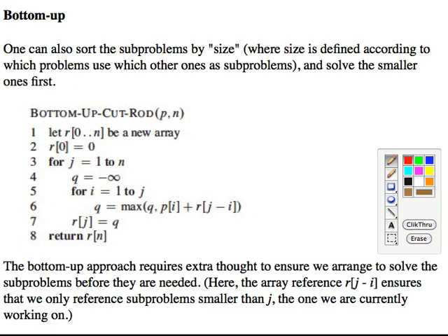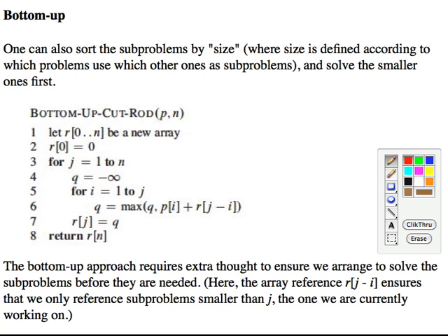So here's an example of the bottom-up strategy with the cut rod problem. Basically, we have to have some notion of size. Whatever problem we're solving, we have to define size, which is a sense of what problems have to be solved first before other problems because they're subproblems. And then we have to solve the smaller ones first. And of course, with cut rod, the natural size is simply the length of the rod.